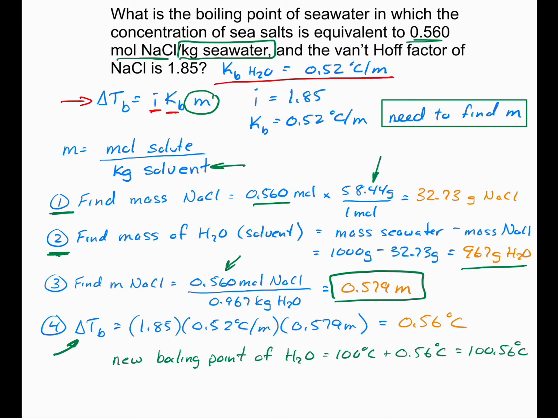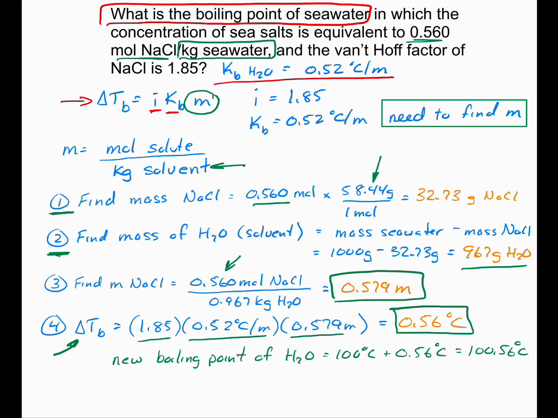Right, here's our i of 1.85, our Kb of 0.52 degrees Celsius per molal, and then what we calculated as the molality. So there is our delta Tb, the change in the boiling point. But again, the question is asking, what is the boiling point of seawater? So what we calculate here, this 0.56, is not the boiling point.